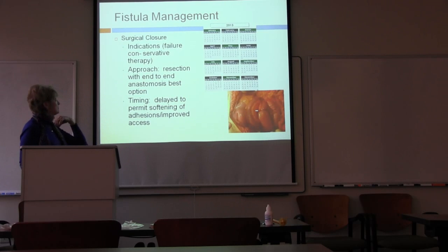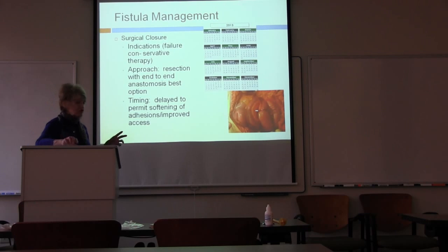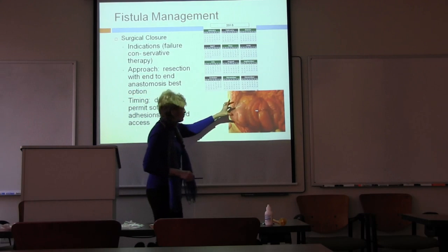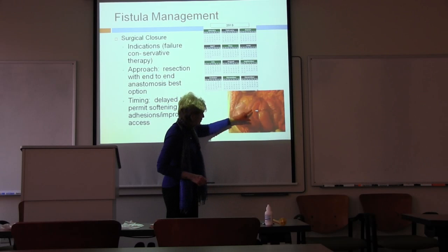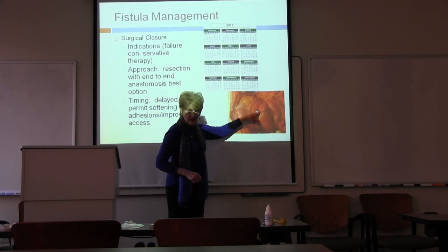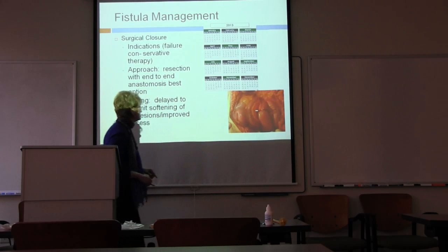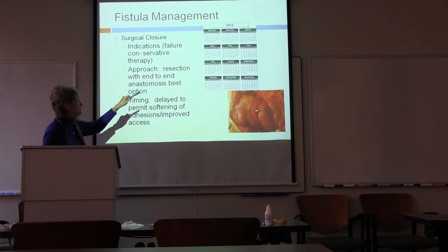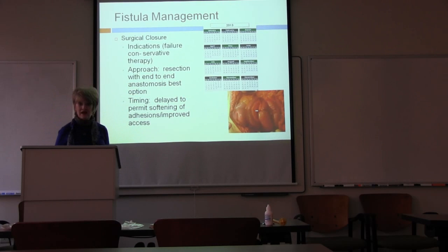Okay, so we've already talked about when we do surgical closure, what they're going to want to do is go in there and remove the section of bowel with the fistula, doing an end-to-end anastomosis. This time, we want all systems go to get this end-to-end anastomosis to close. And we already talked about why it's going to be delayed and how important it is for you to be able to explain that to the patient.